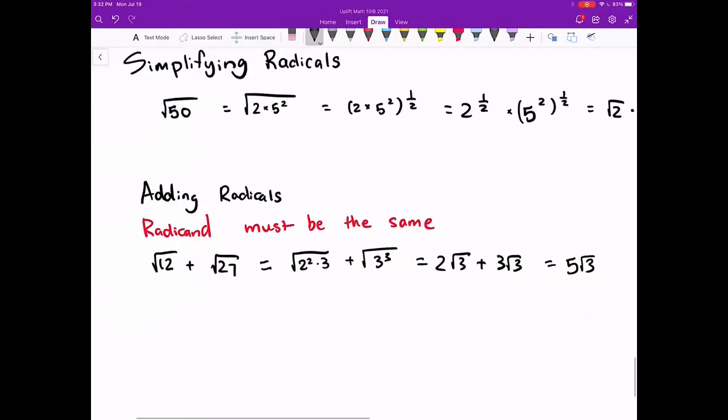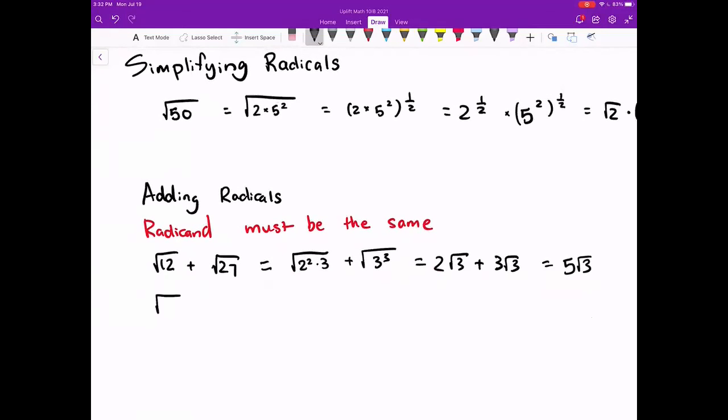Should we do another example? Sure. We could try simplifying 3 root 27 plus 5 root 48. Sorry, please repeat it. 3 root 27 plus 5 root 28. Sorry, 48. Right, it wouldn't be possible with the 28.